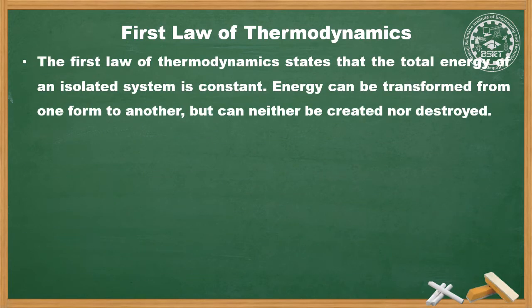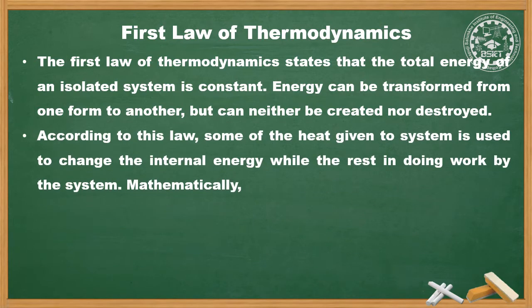The first law of thermodynamics states that the total energy of an isolated system is constant. Energy can be transformed from one form to another but can neither be created nor be destroyed. According to this law, some of the heat given to the system is used to change the internal energy while the rest is doing work by the system.